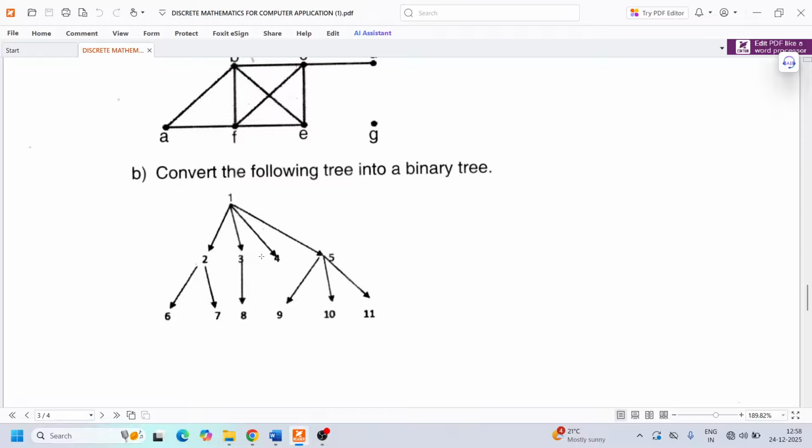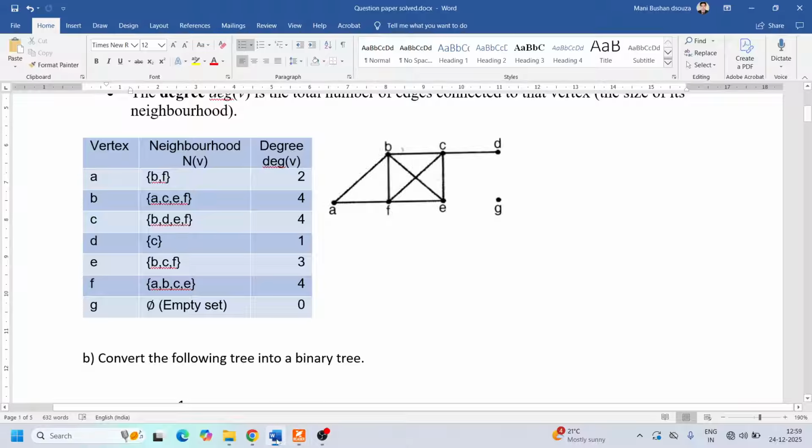That is the reason it is not a binary tree. In a binary tree, any node can have a maximum of 2 children. So in this case, if you look at this node, it has more than 2 children, and if you consider this node for that matter, that is node number 5, it also has more than 2 children, so this is not a binary tree. How do I convert that into a binary tree?